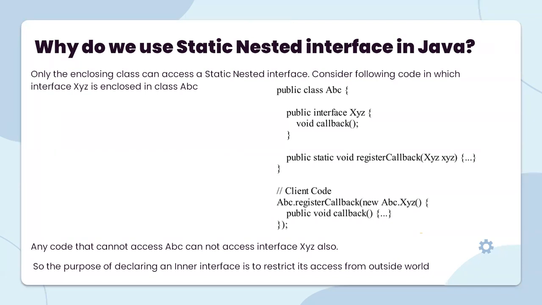Why do we use a static nested interface in Java? Only the enclosing class can access a static nested interface. Consider the following code. Inside the class ABC we have an interface XYZ. We have declared one method with the static keyword, registerCallback, passing that interface as a parameter. Then in client code we call ABC.registerCallback, right?